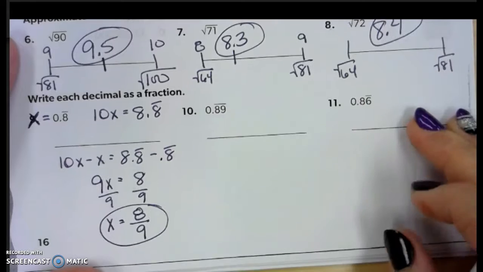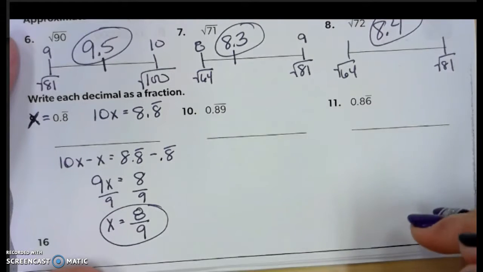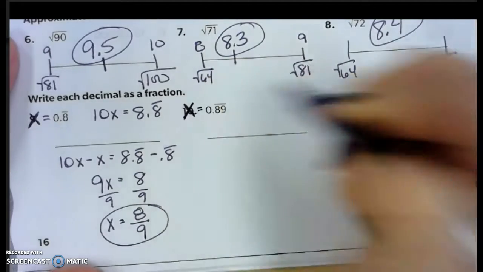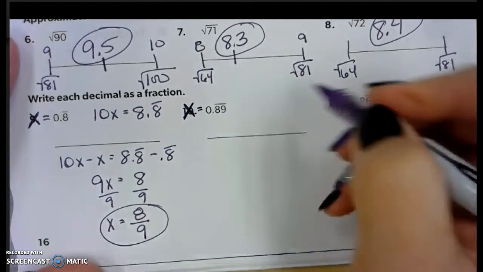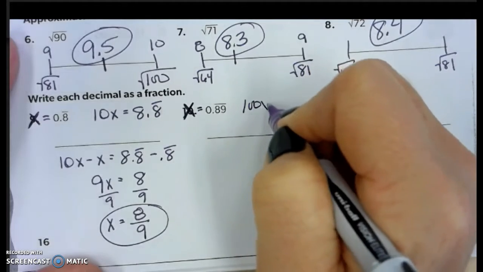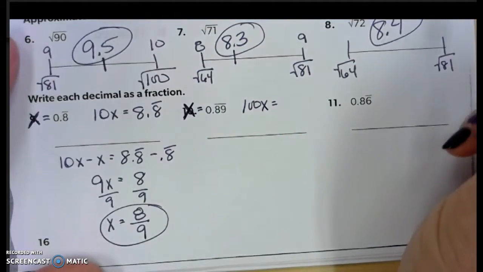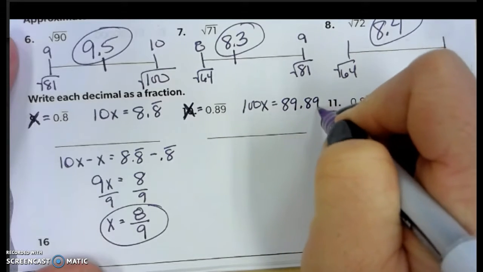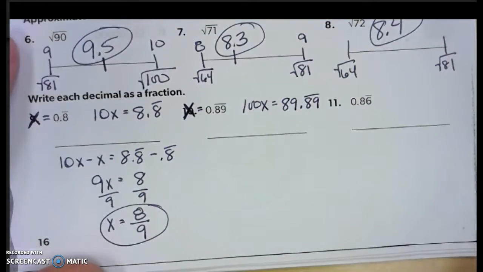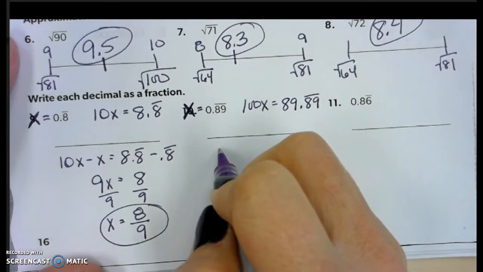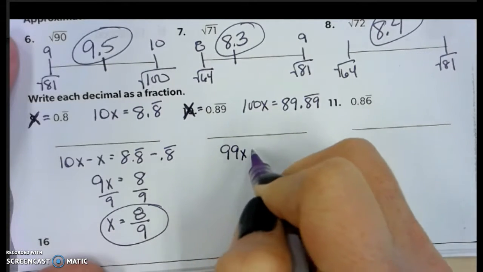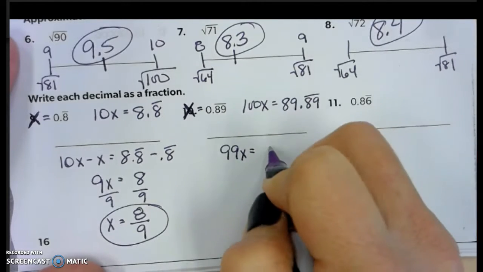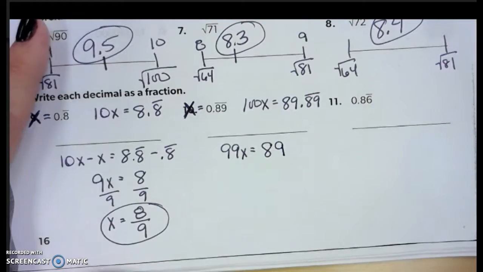Number 10 is the same process, except this time we're dealing with the hundredths place. So we'll set the first one equal to x. Then we're going to multiply by 100. So 100 times x is 100x, and 100 times 0.89 repeating makes 89.89 repeating. Now we're going to subtract. 100x minus 1x gives me 99x, and 89.89 repeating minus the 0.89 repeating gives me 89.